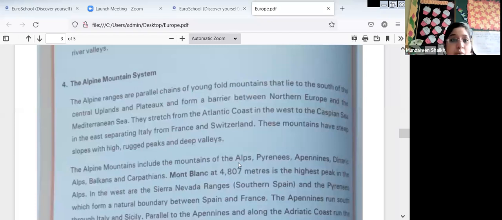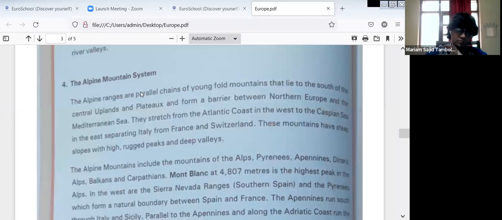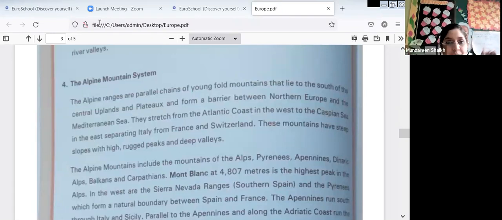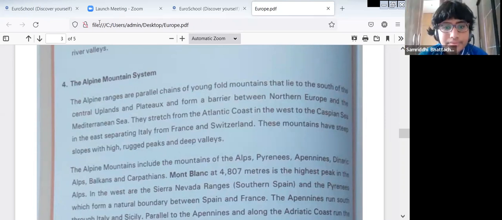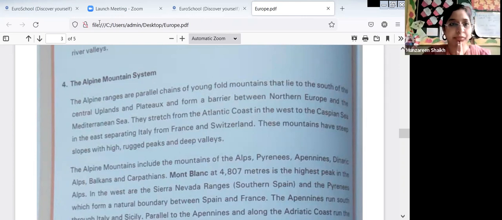We discussed the location of Europe. Yes, we saw where exactly Europe is located, and then we also saw the boundaries of Europe. Yes, children, what boundaries does Europe have? Let me just revise before I go on to the next topic.